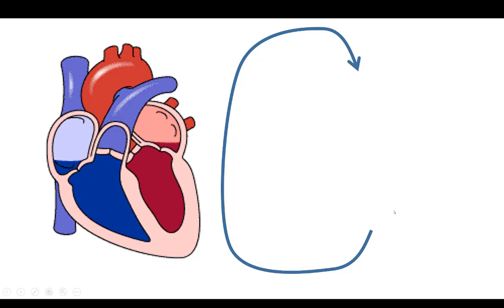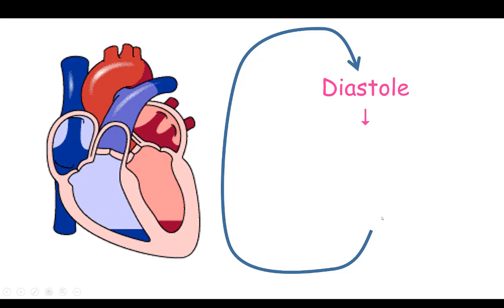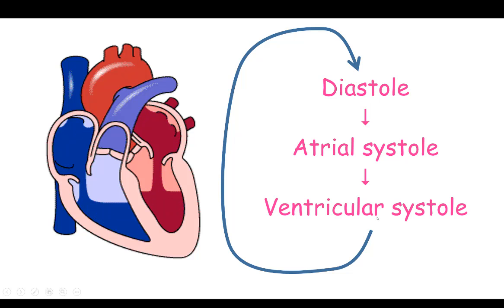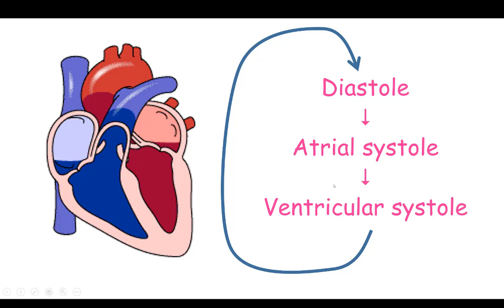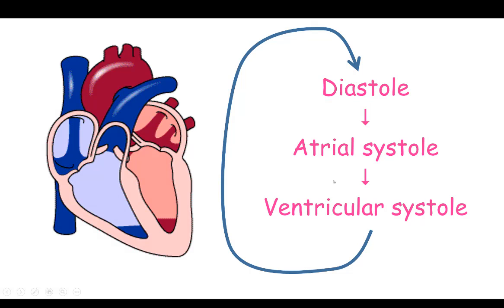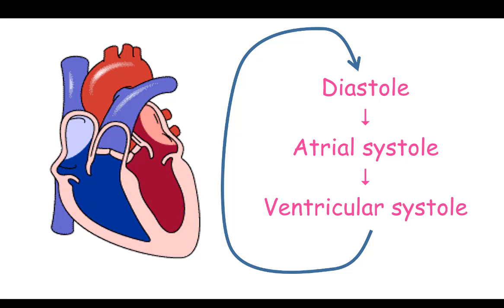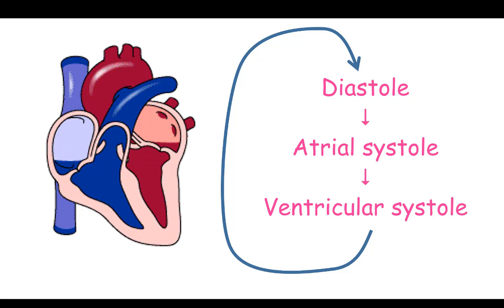Now, in the cardiac cycle, there are 3 distinct stages. We've got diastole, atrial systole, and ventricular systole. Now, some people will just call this diastole, and then atrial systole and ventricular systole. But it doesn't really matter what you say. Now, the 3 stages here are diastole, which is where the whole heart is relaxed and it's filling with blood. We've got atrial systole, which is where the atria contract. And then we've got ventricular systole, where the ventricles contract.